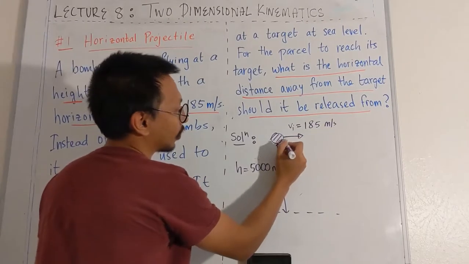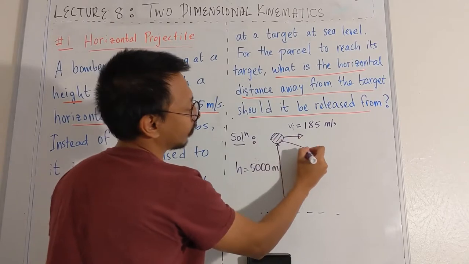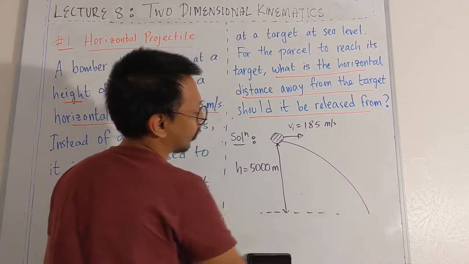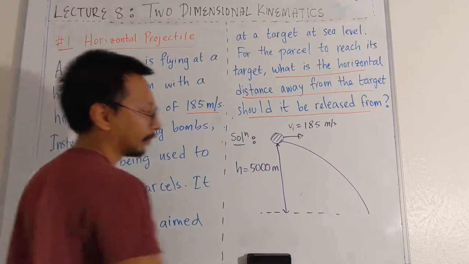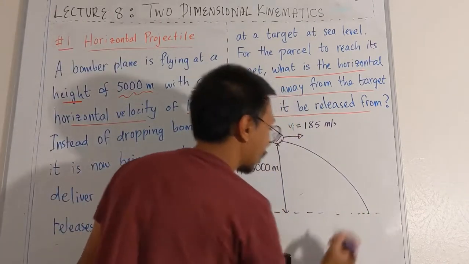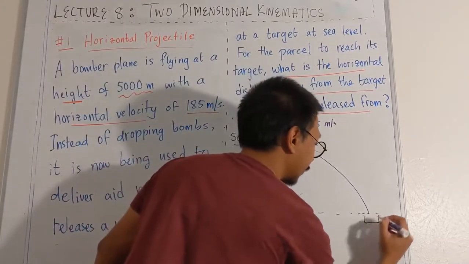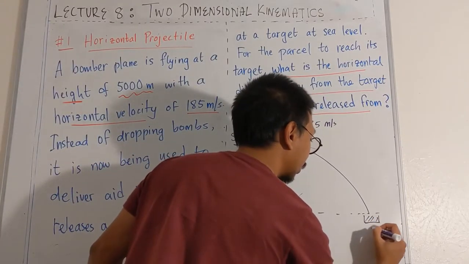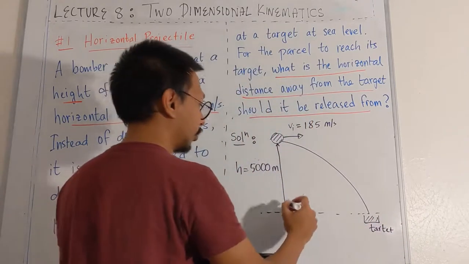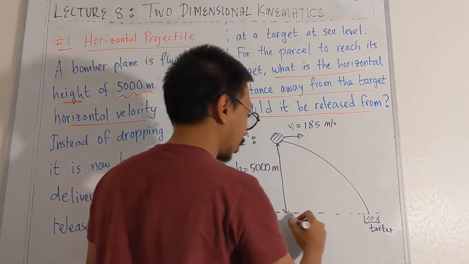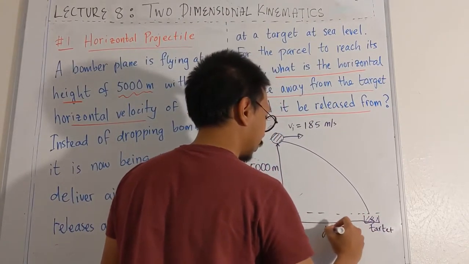So the parcel is dropped from the plane, and the trajectory looks like that. Okay, so let's say this is my destination target. I want to know what this distance is, d.